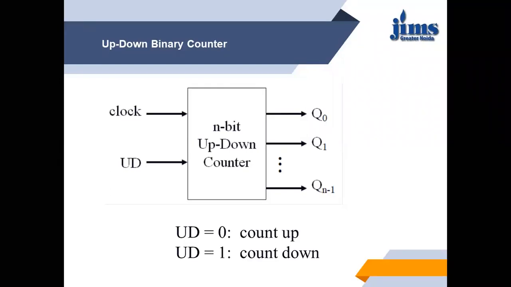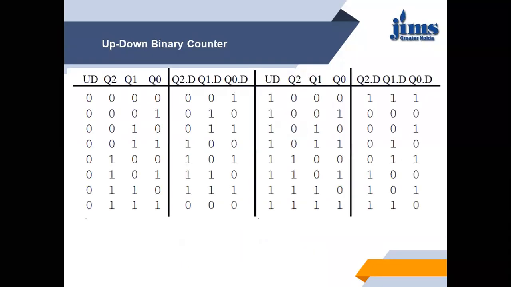The process is: if UD equals 0, count up. If UD equals 1, then count down. In the next slide, we have used 3 bits, so we are designing a 3-bit up-down counter. The bits are Q2, Q1, and Q0. Here I have written that the total number of inputs will be 4, because UD will decide whether it will count up or count down. For the four input combinations, we have a total of 16 combinations, and out of these 16, UD will be 0 for 8 and UD will be 1 for 8.